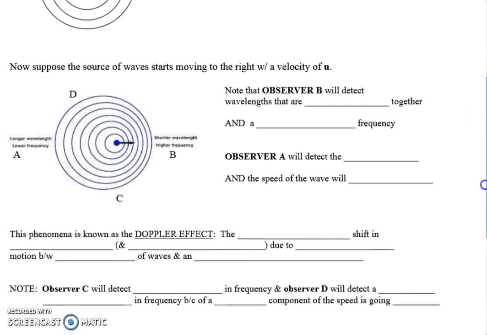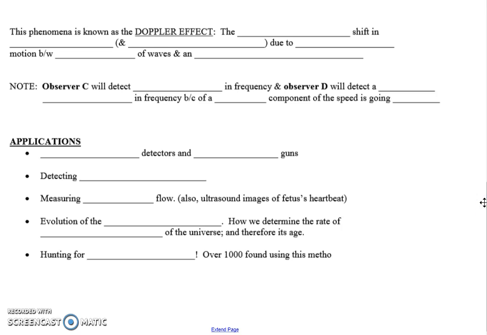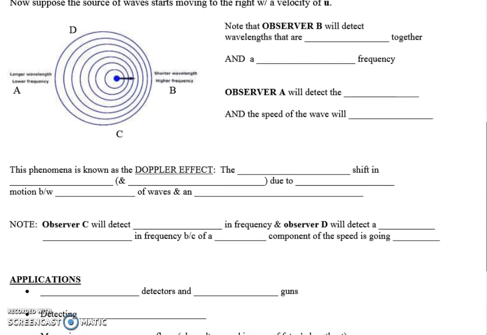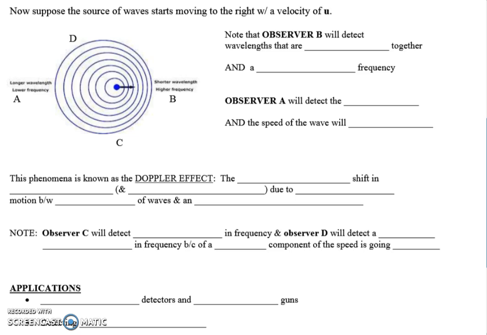Now let's change things a bit. And this is where the Doppler effect comes in. So we're just setting things up. Now let's say our source of waves, this blue dot right there, starts to move to the right with some velocity u. We're going to use the symbol u because we'll see later on when we do equations. So it's moving forward with the velocity u to the right.